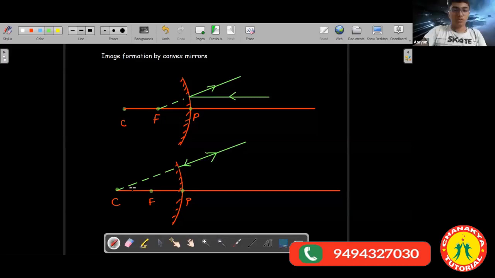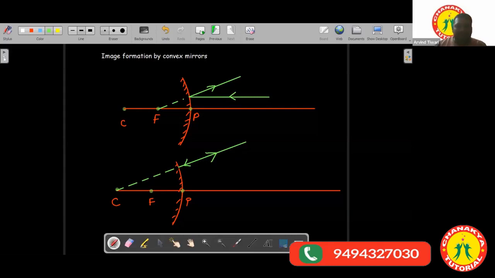But sir, then image will be formed in that F, no sir, F and C. We will see how the image is formed. Okay, sir. But here we observe how the light rays are reflected, so that we can apply our rules.